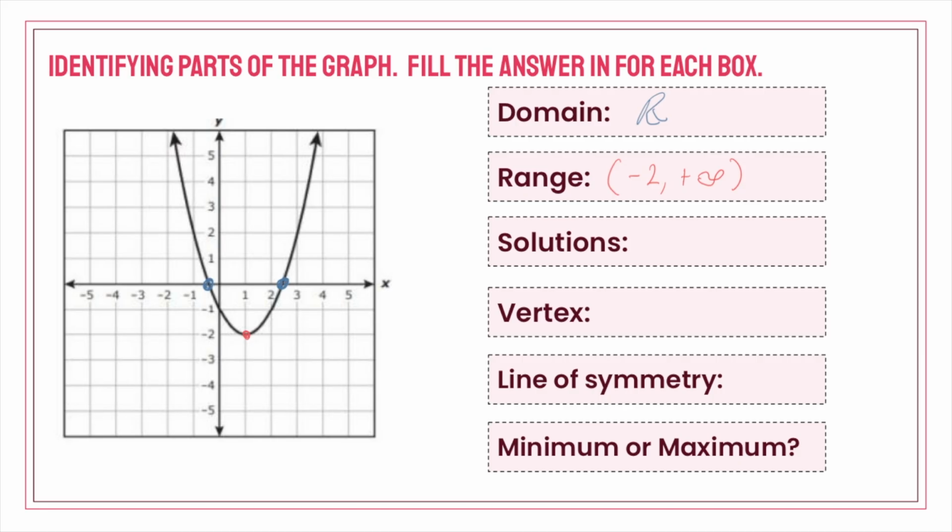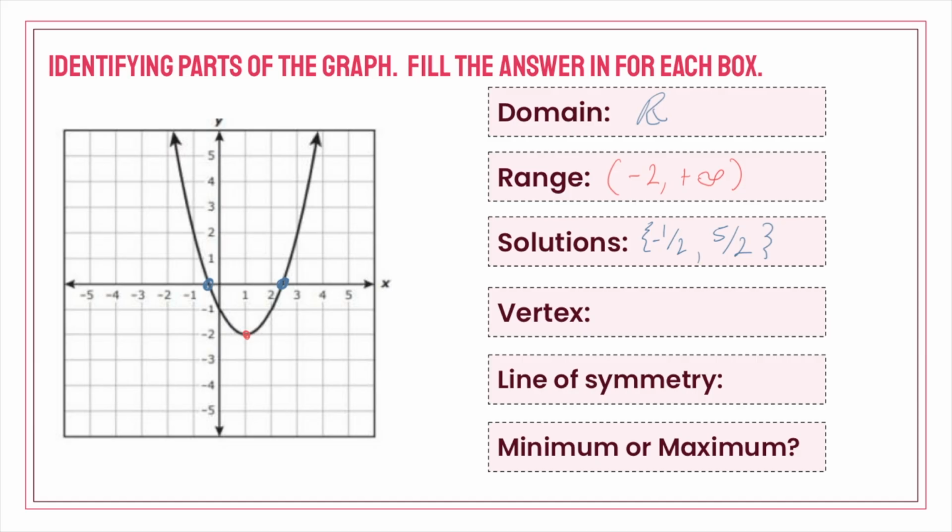So what are our solutions? Well, we're going to write them using our braces, and we have -1/2 as one of our solutions. Don't forget your negative sign. And the other solution is going to be 2.5, but we're always going to write that as a fraction. So that's going to be 5/2 here, and then close your braces.